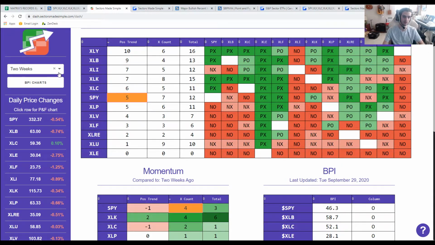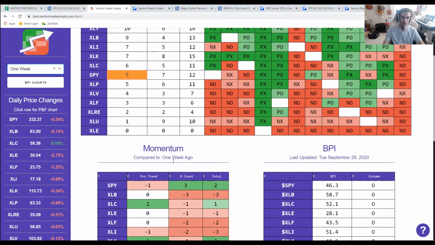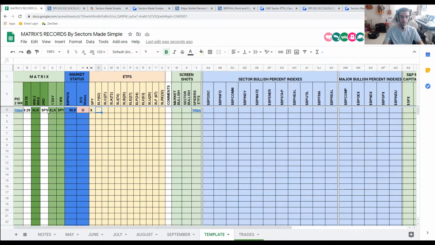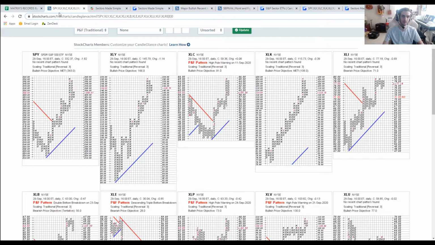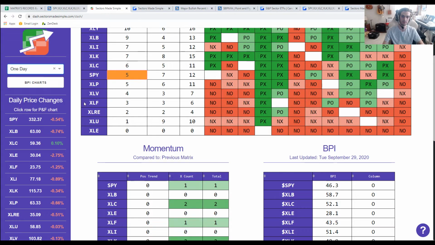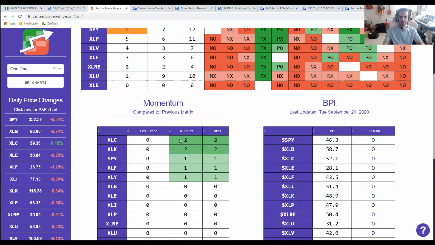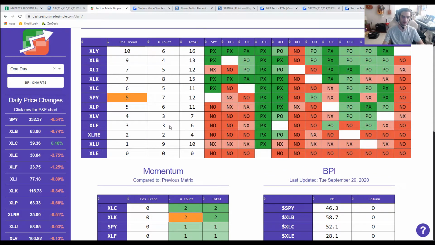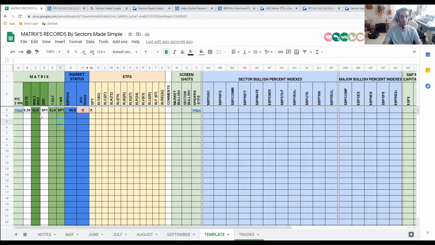So that is how you find your leader, and we'll do that for the 1 week as well, where SPY has an X count of greater than 2. So it is our 1 week leader. And then for the 1 day, only XLC and XLK have X counts of greater than 2. So we choose the one that has the higher positive trend, which XLK has 7, XLC has 6. So XLK would be our 1 day winner.